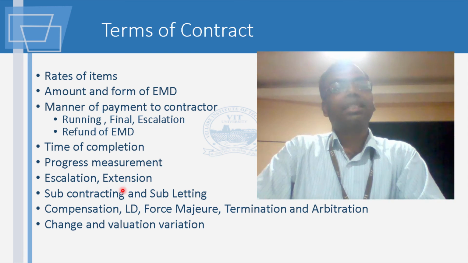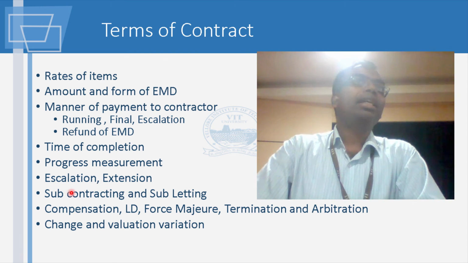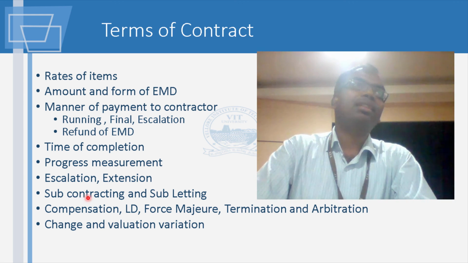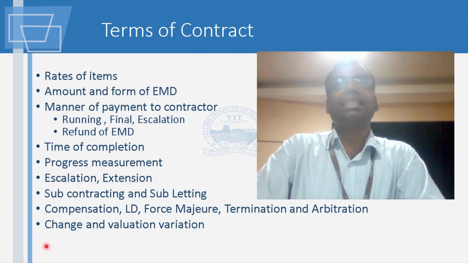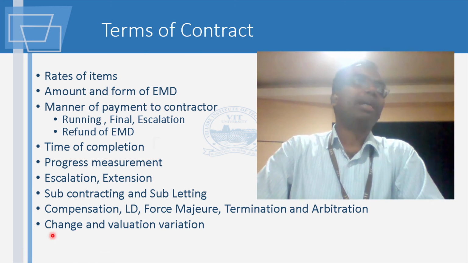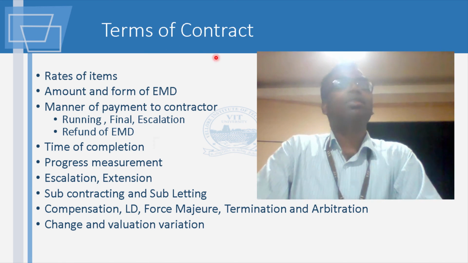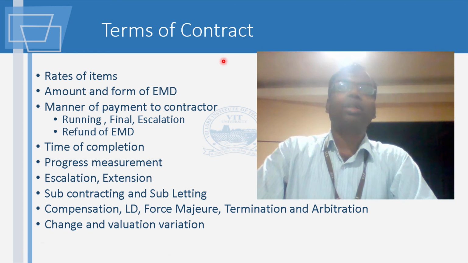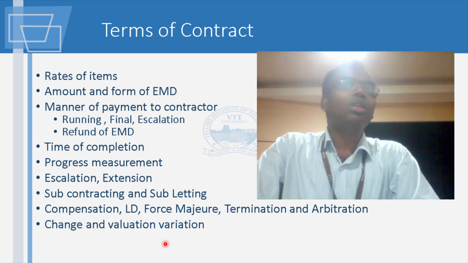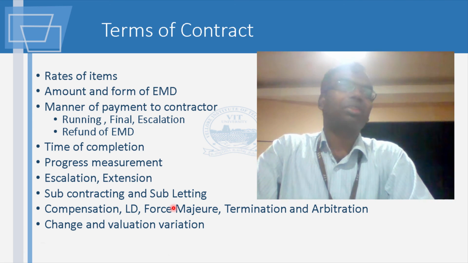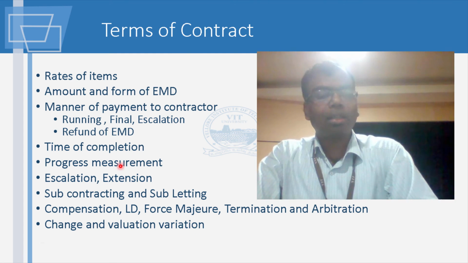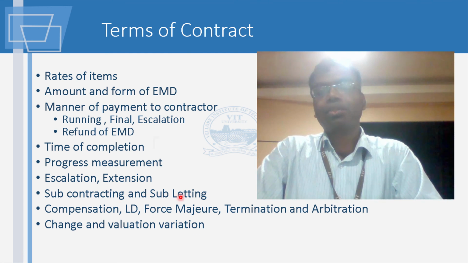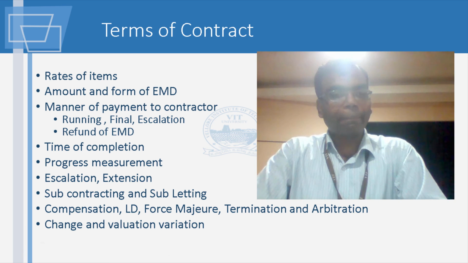Then escalation and extension. When is escalation possible? It means the price you would have quoted for 100 crores, but because the oil price went up 30% or 40%, your delivery cost is also going to increase. So they'll say, if certain parameters change, then you can ask for more money. The owner will also be liable to pay. Then extension: because of certain things like your force majeure clause, where acts of God and all the stuff come in, that will be marked clearly here, when you can ask for an extension.